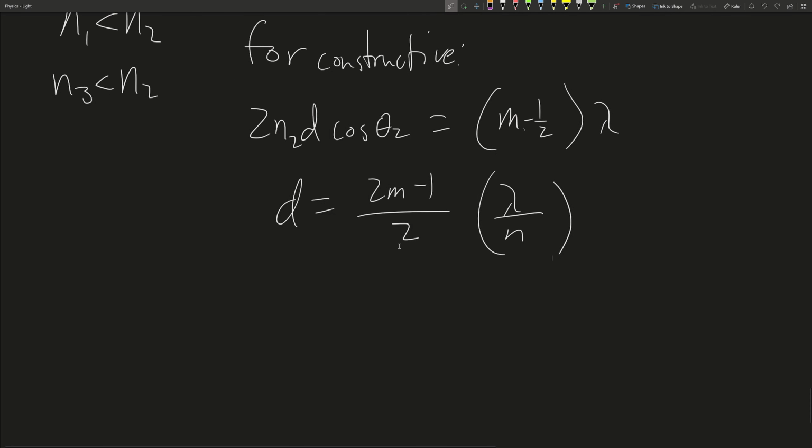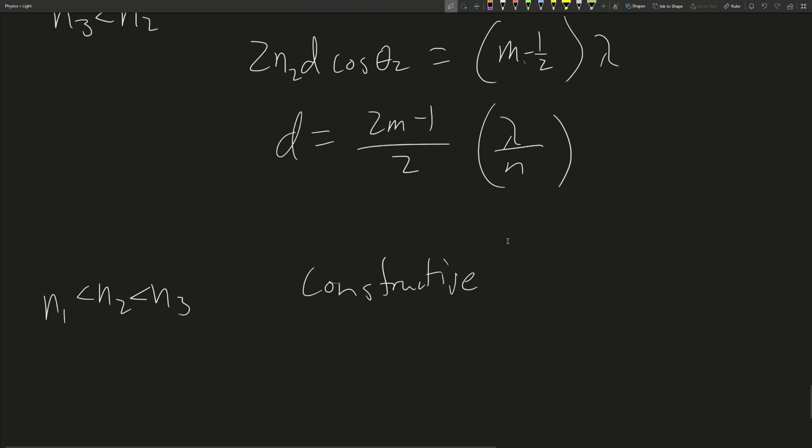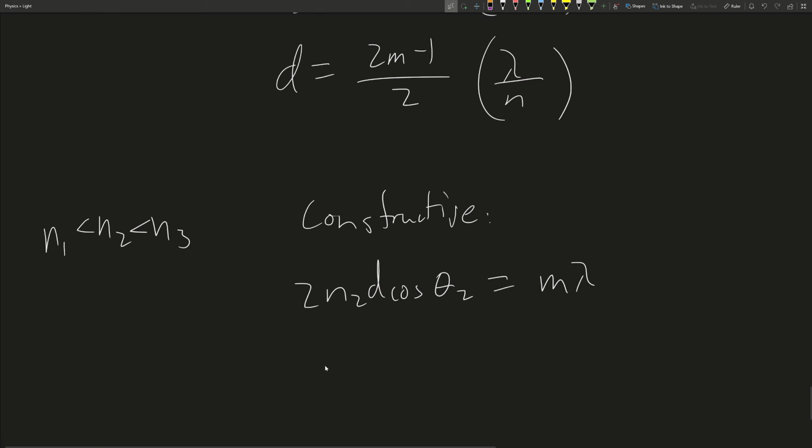And then for constructive interference, for n1 is less than n2 is less than n3, if you want constructive interference, since there's two flips, you want the difference between the distances to be a whole number multiple of the wavelength. And so you get 2 n2 d cosine of theta 2 is equal to just m lambda, and then you get d is equal to m over 2 times lambda over n.